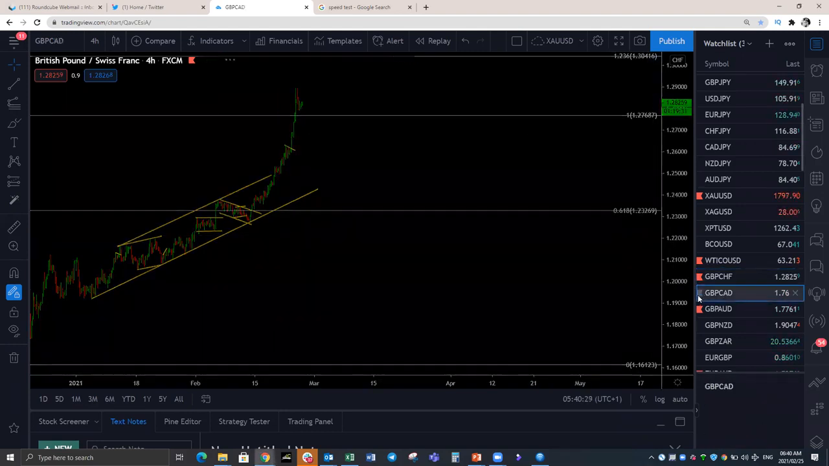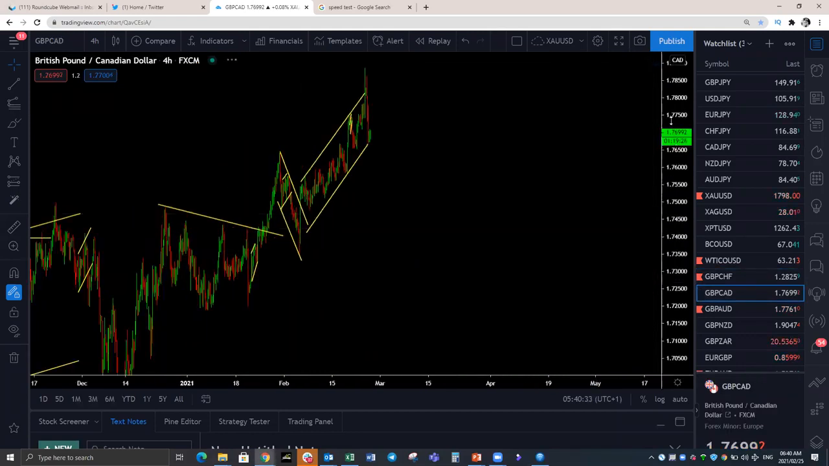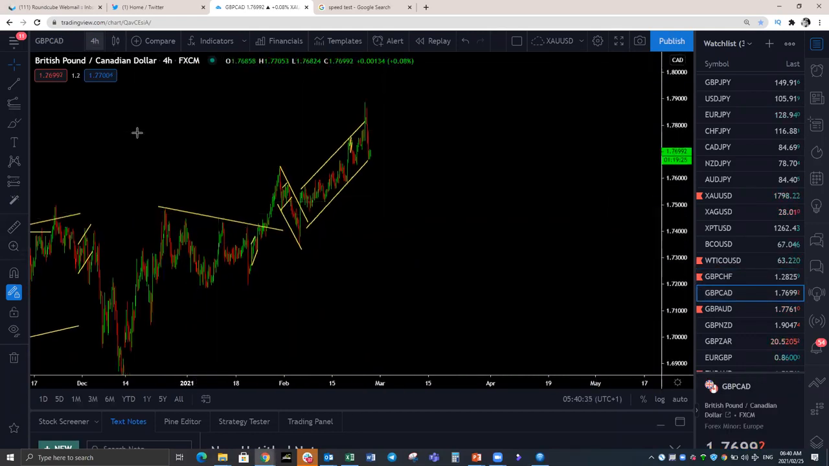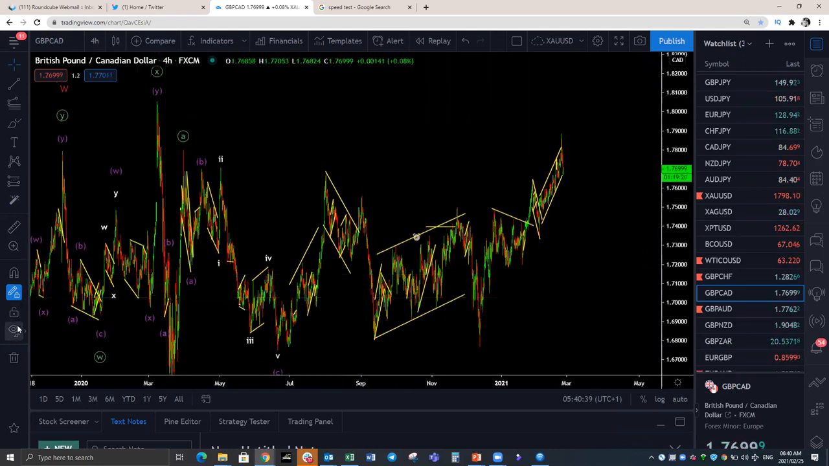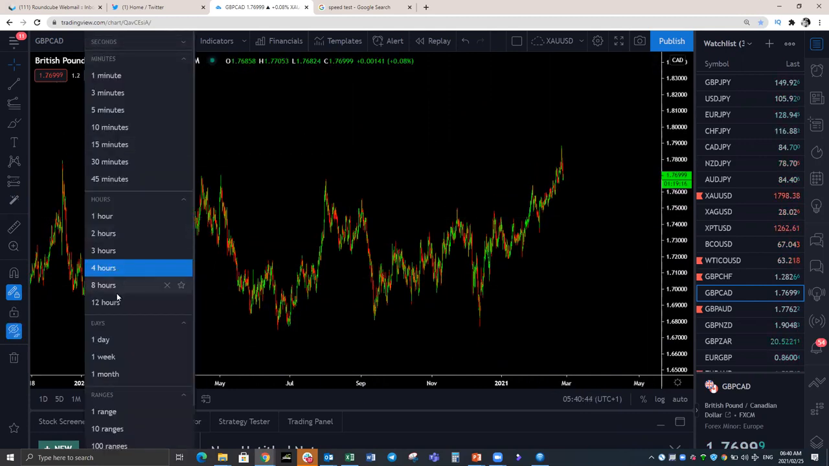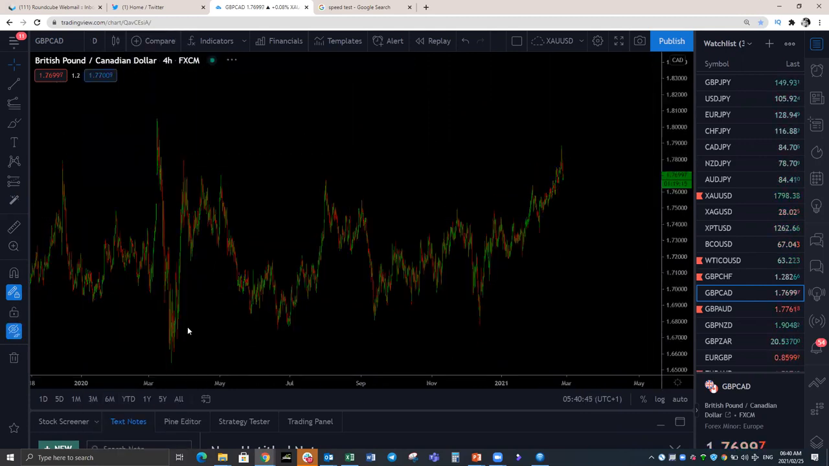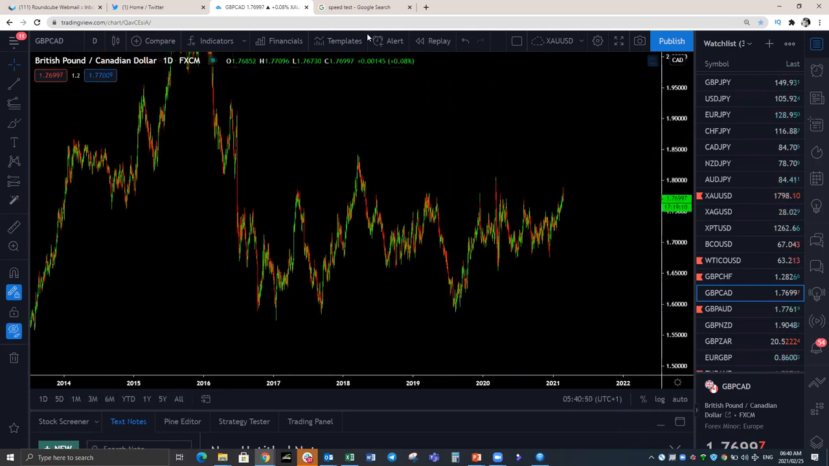Pound CAD. Pound CAD has made an impulsive move to the downside after reaching this structural level here. Let's switch everything off and just look at the structure. Let's look at it in the daily. We cannot confirm anything as far as pound CAD is concerned, as to whether this impulse that we're seeing here is the reversal that we've been looking for.